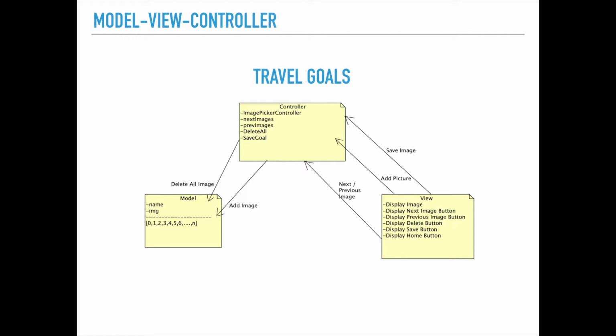On the controller, it'll go to the model and it will add to the data object of the model, which again is an entity in the core data. They will also be able to delete all the images on the application by deleting all the objects in the models.